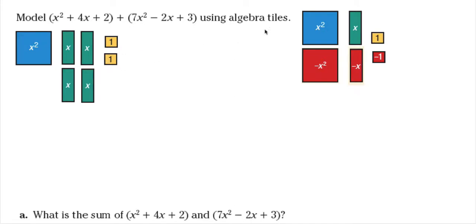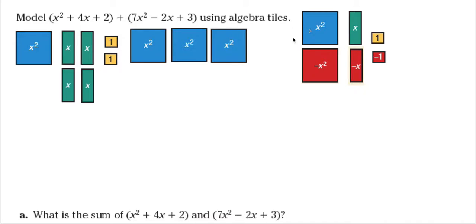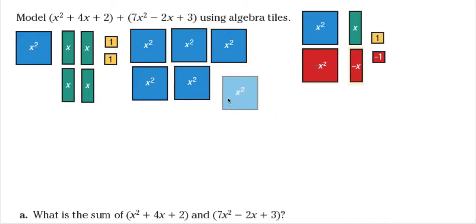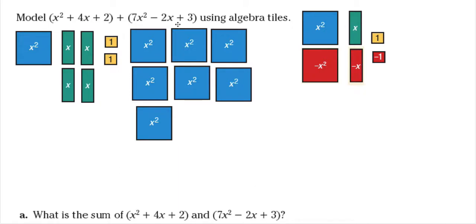And then you have 7x squared. So 7 of these tiles: 1, 2, 3, 4, 5, 6, 7. And then negative 2x, so that means 2 of the negative x tiles, and 3 unit tiles. So let's consider that.